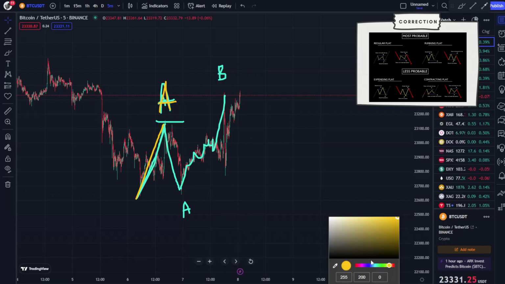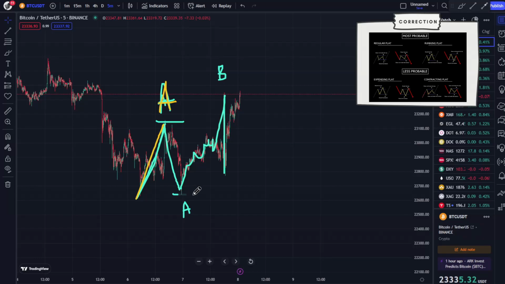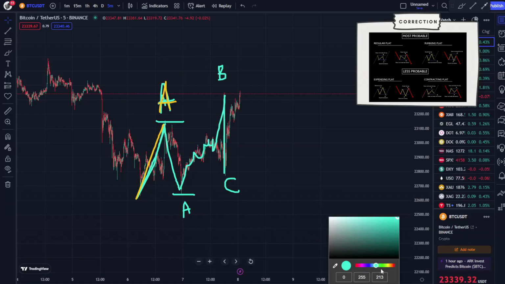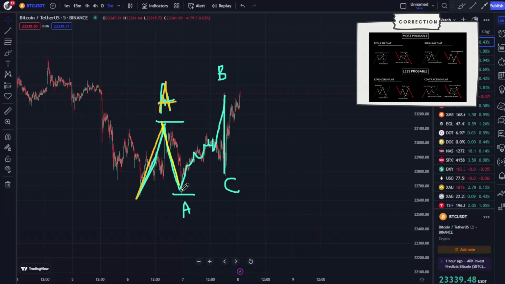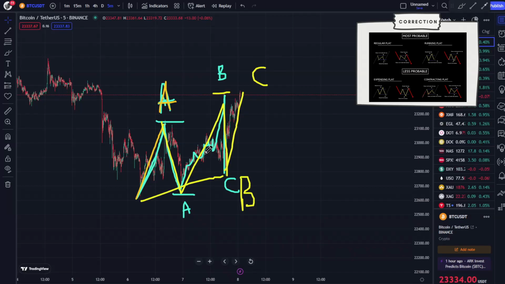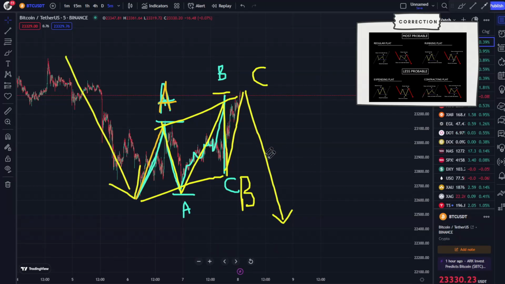So I'll put back the color right there. Then you have a drop that didn't break the low, but it did break the top, which is a running flat. Then this running flat completes your B wave. So your B wave is all this. And then you have a C wave that came and broke the top. So now this pattern is potentially completed. This pattern should go down and break the lows. If it's a correction that is completed for that drop, it should come down right now.